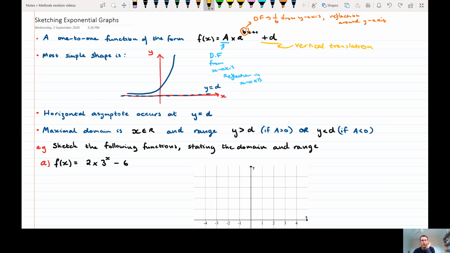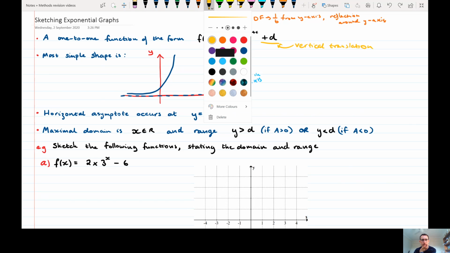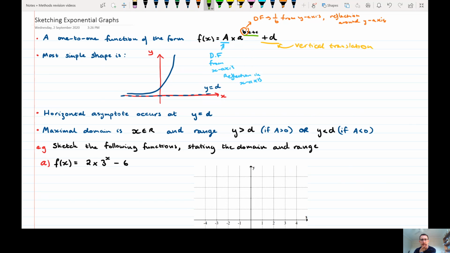And to find the horizontal translation, we take bx plus c and solve to find the horizontal translation. If it comes out negative, x equals negative something, like -3, it's going left. If x comes out positive, it's going to the right. That's really important. The simple shape for us is this curve here.